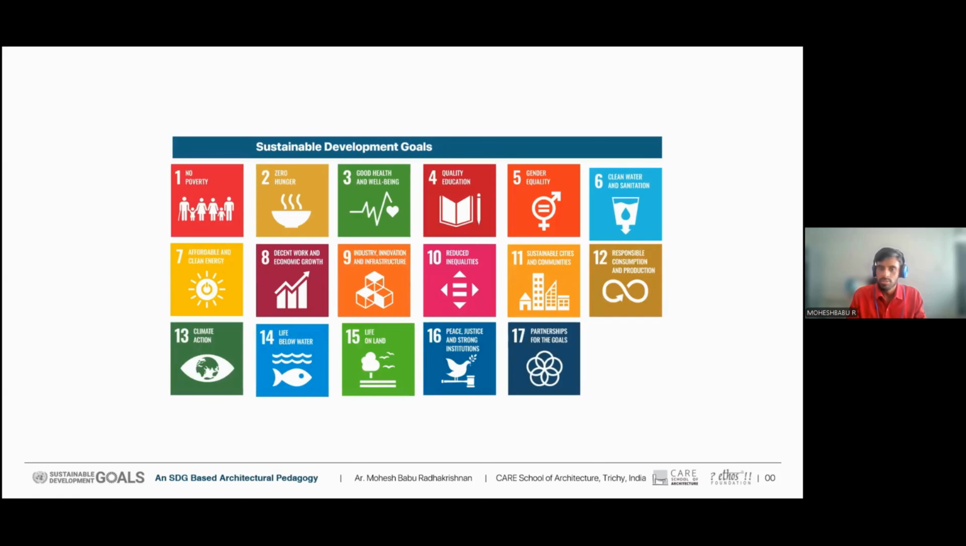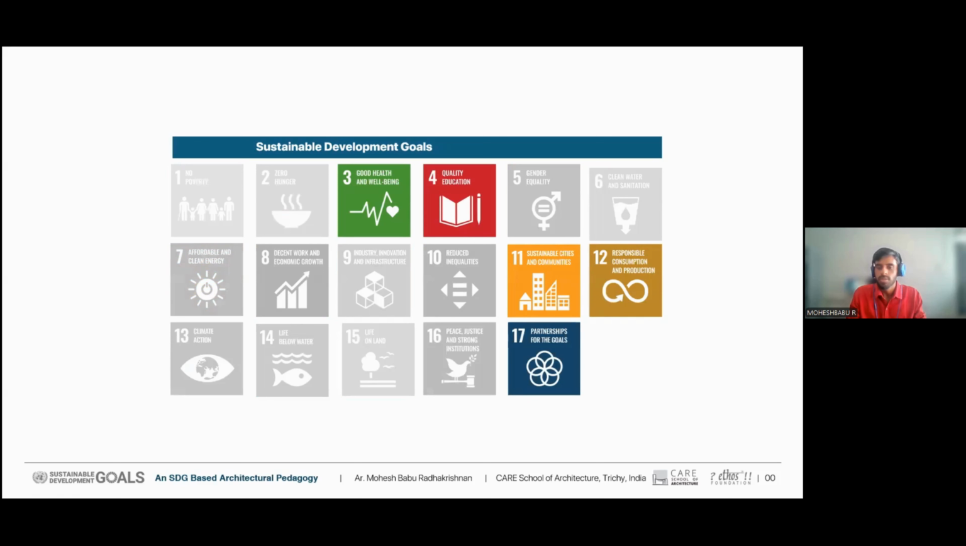So I've always been interested in the Sustainable Development Goals by the United Nations. These goals give us a clear guiding path in where we need to work on our sustainability, starting from no poverty till the 17th goal, which is partnership for the goals. So I selected numbers 3, 4, 11, 12, and 17, which are good health and well-being, quality education, sustainable cities and communities, and finally responsible consumption and production.